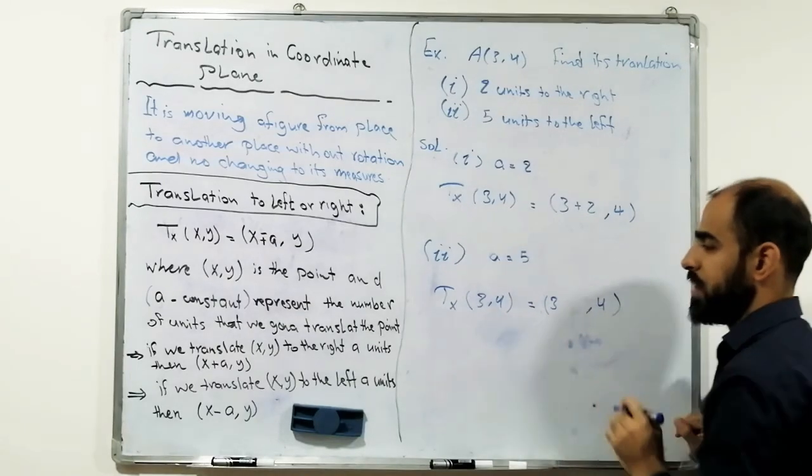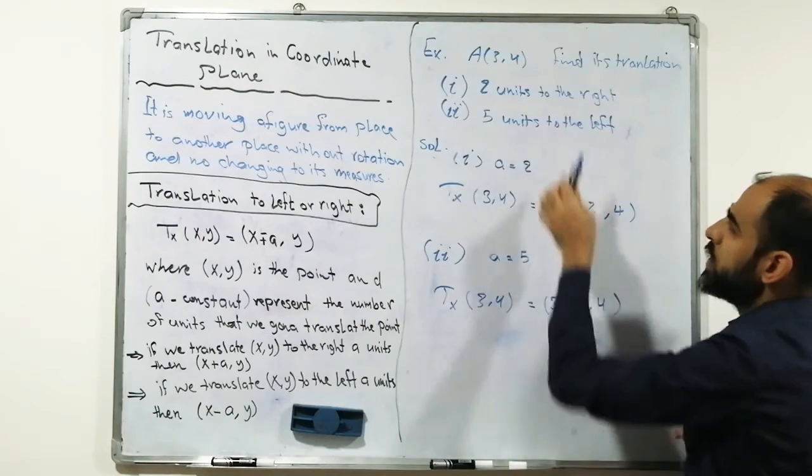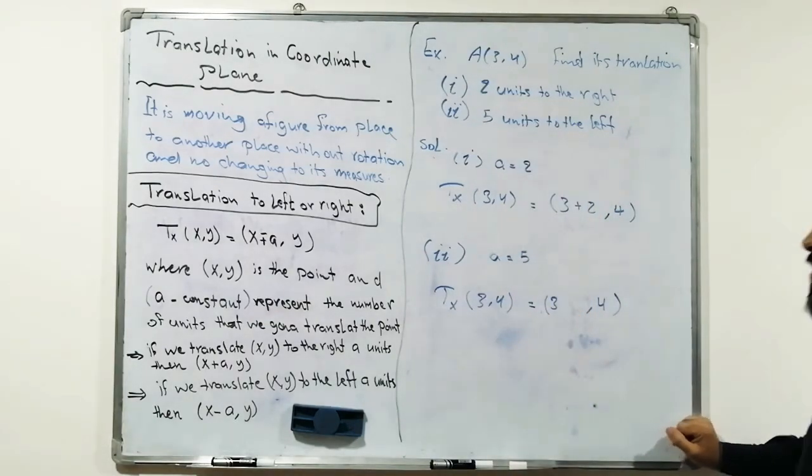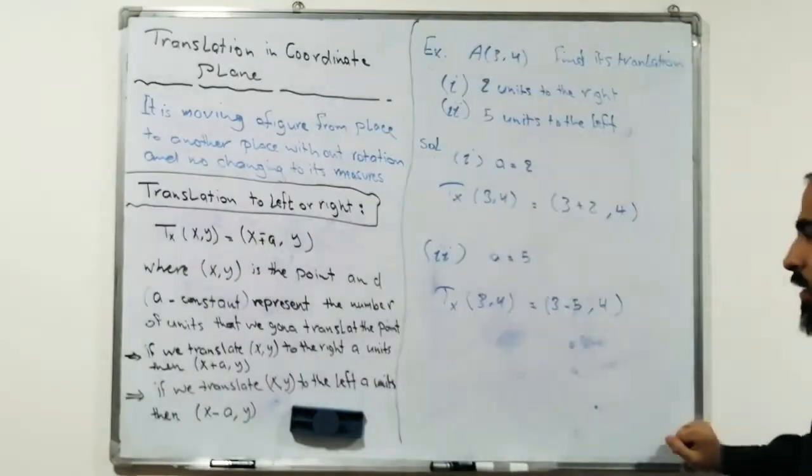The x of 3, we add or subtract. Since we go to the left, that's meaning to the negative side of x. We have to subtract 5 points from x.